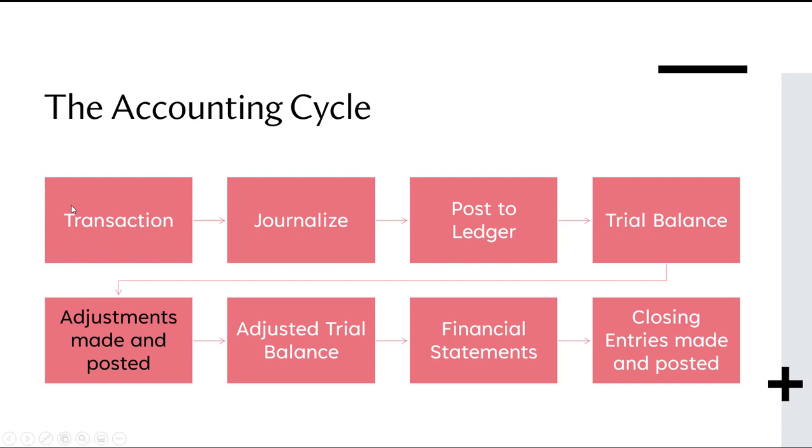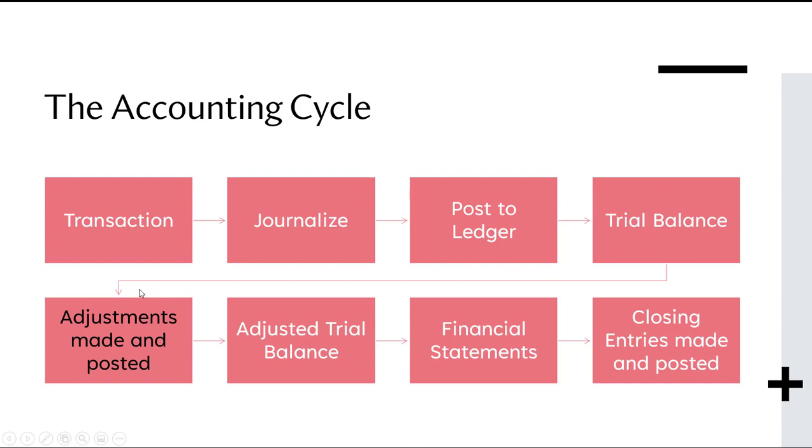So remember, a transaction happens, right? And let's say the company buys some supplies on account. So you make a journal entry. You debit supplies and credit accounts payable. You post that journal to the ledger. Why? Because you want to know how much your supplies are and how much your accounts payable are. And then you have a trial balance, which is a list of all of the accounts and their current balances. Very handy to have, right?